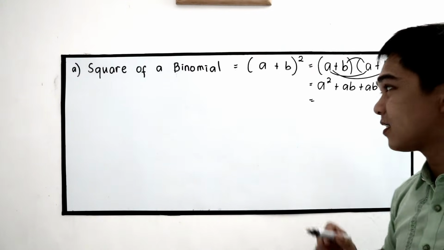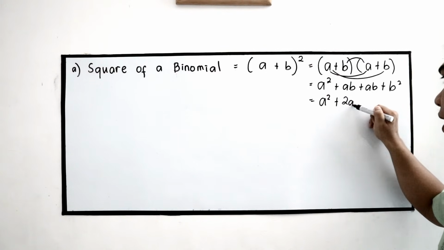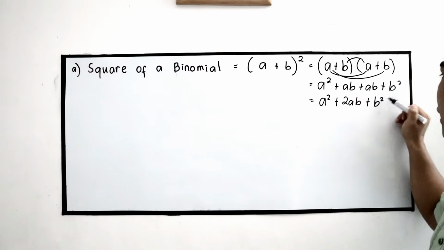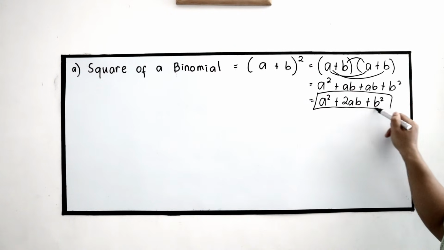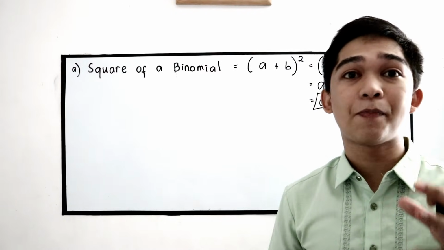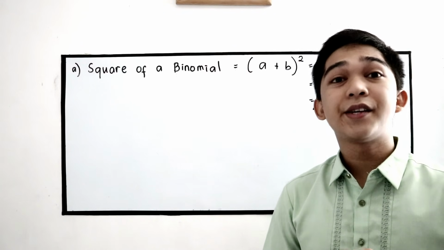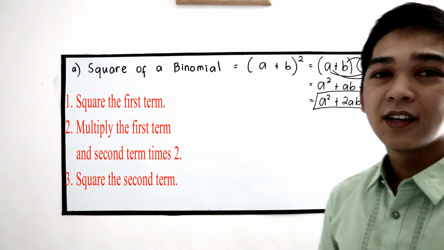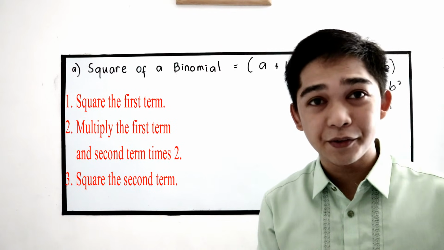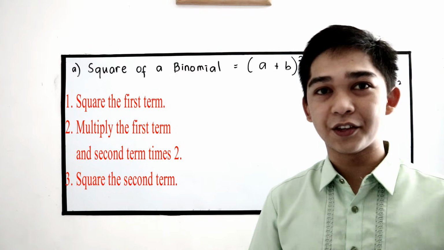So our product is A squared plus AB plus AB, that is 2AB, plus copy B squared. This is the process when you're going to use the FOIL method. But since we are in the special product, we can use this shortcut. First, square the first term. Second, multiply the first term and the second term times 2. Then the last term, square the second term.